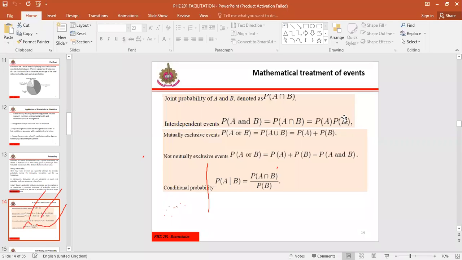But if they are mutually exclusive events, what we mean by mutually exclusive events is that when you have two events, the two cannot come out to be positive, or the two cannot come out to be negative.